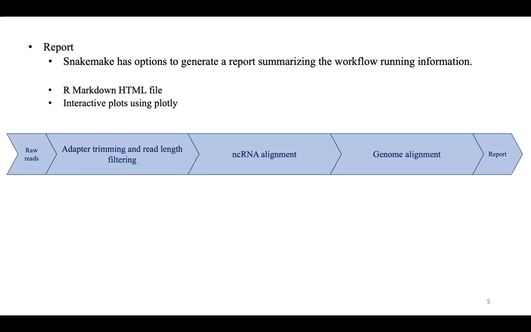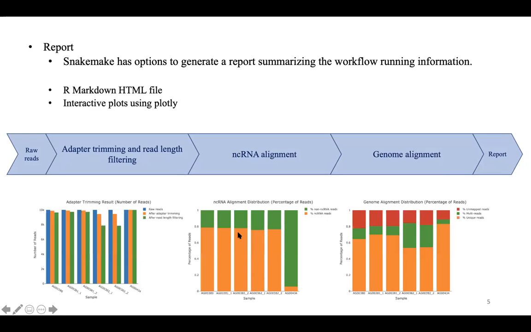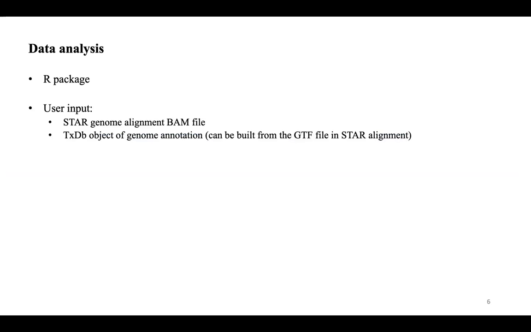The data processing report is an R Markdown HTML file containing summary stats for each step. For example, this middle plot shows the non-coding RNA percentage in different samples. The first 5 samples are Ribo-seq, and the last is RNA-seq. The orange bar represents the non-coding RNA percentage, and we can see that the Ribo-seq data could contain many non-coding RNA contaminations.